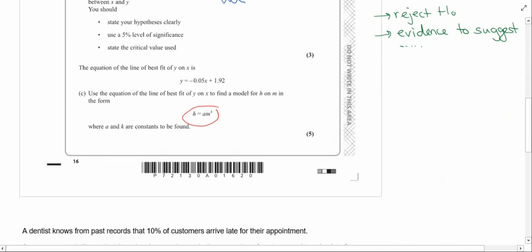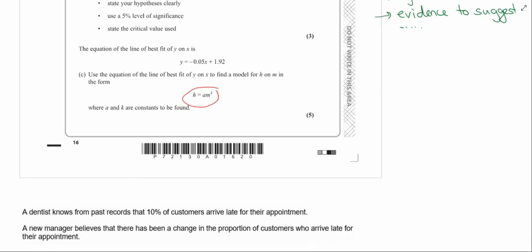I might as well finish this question off as well. So with this one here, we have h equals a m to the k. And we saw from earlier, our variables are the heart rate and the time spent exercising, so h and m.